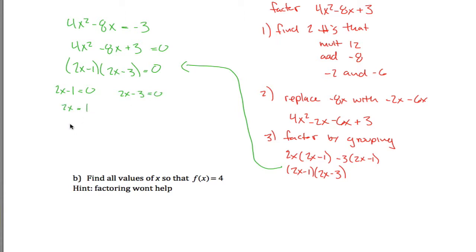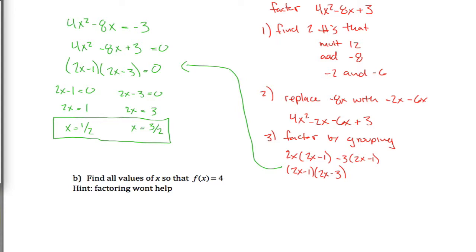If I add 1 to both sides of the equation and then divide by 2, I get x equals 1/2. If I add 3 to both sides of the equation and then divide by 2, I get x equals 3/2. So I get two solutions here, and I'm done with that one problem.